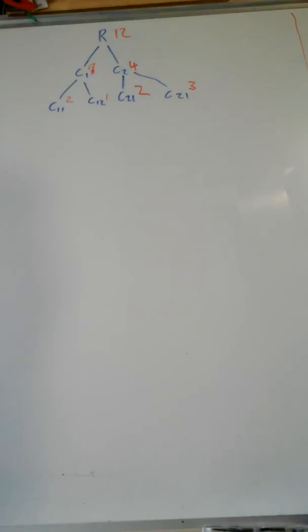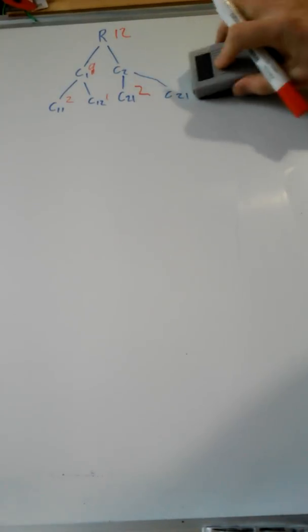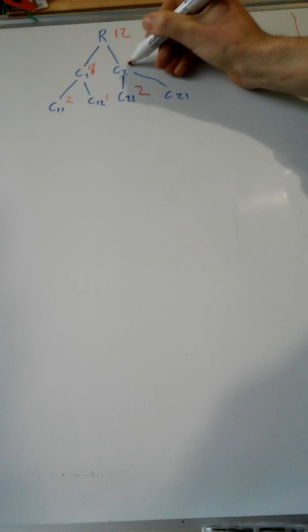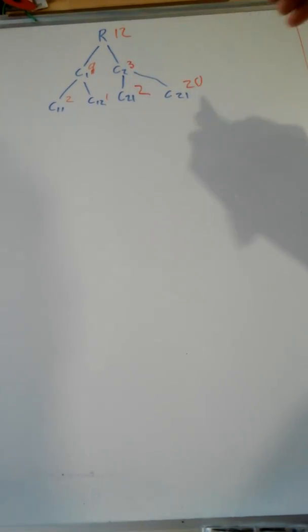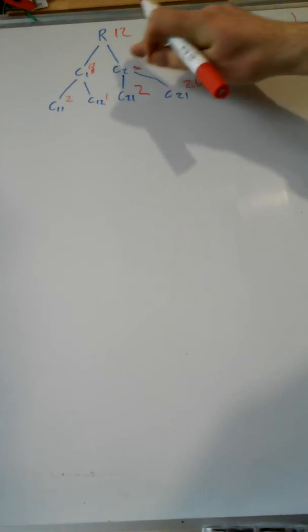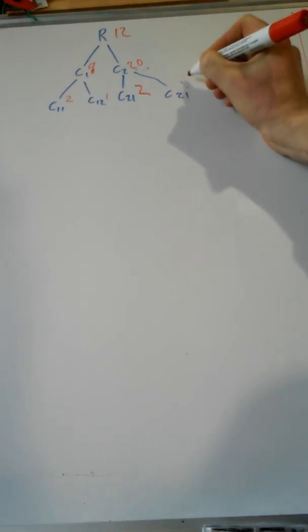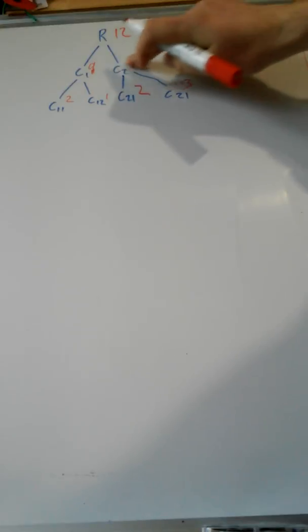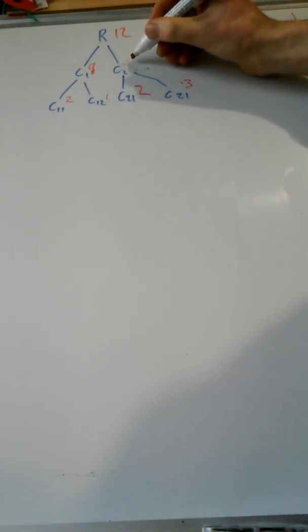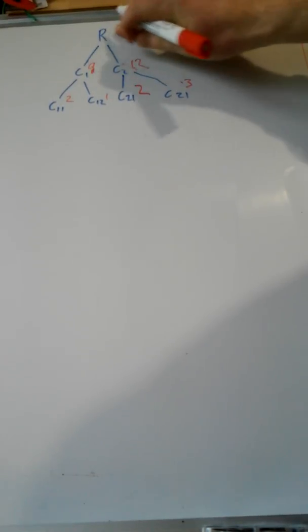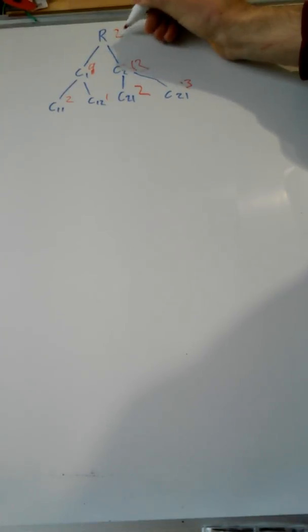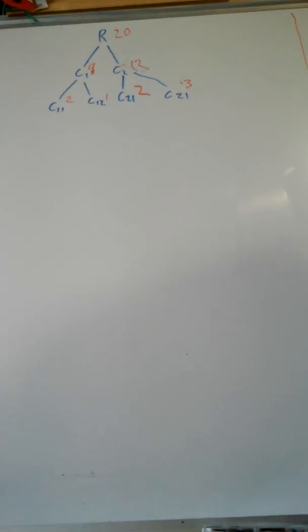And if instead of adding a 4 we were adding a 20, say, well, we would float up. So this becomes 20, this becomes 3, and then we float up again so that this becomes 12, and this becomes 20, and the heap structure is restored.